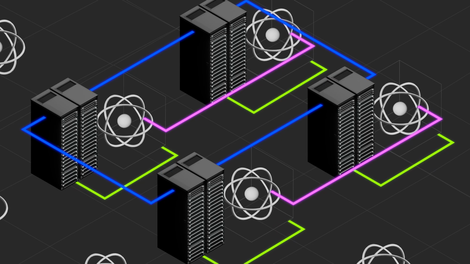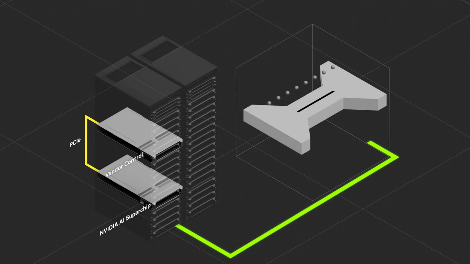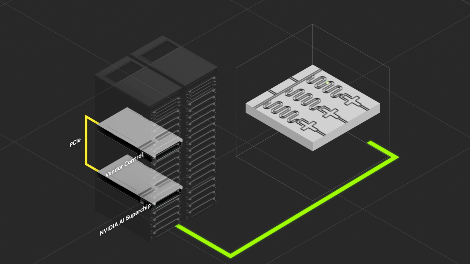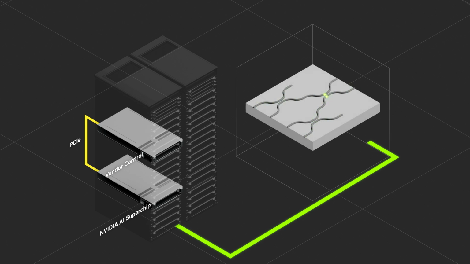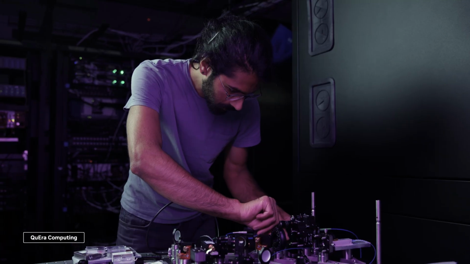An accelerated quantum supercomputer is a device that integrates quantum hardware with AI supercomputing. And you need AI supercomputing to solve the big scaling challenges that quantum computing faces. Challenges like error correction, control, and calibration.